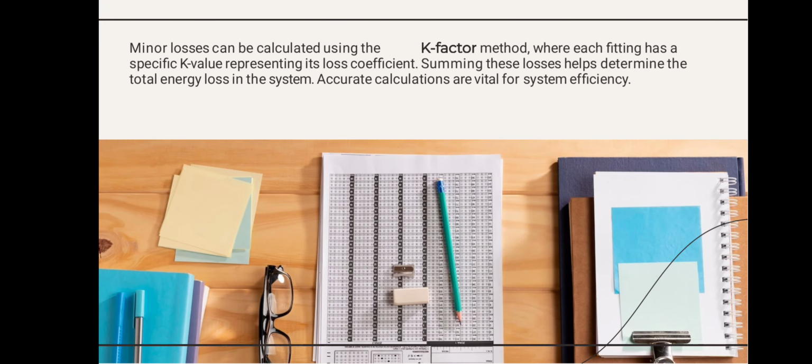Calculating minor losses. The minor losses generally occur due to sudden expansion of a piping system, sudden contraction of a piping system, pipe fittings, pipe bends, and obstructions. The minor losses can be calculated using a specific K value representing the loss coefficient. This is the K factor method, where each fitting has a specific K value. Summing these losses means adding them up, which helps in determining the total energy losses in the system.